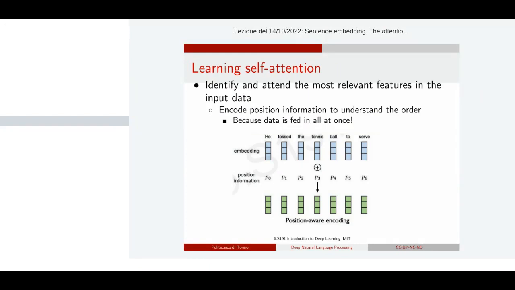So let's start learning what we mean by self-attention. Self-attention is a mechanism that tries to pinpoint which are the most relevant features in the input data. We have an input sequence of words, so we analyze text at the word level.